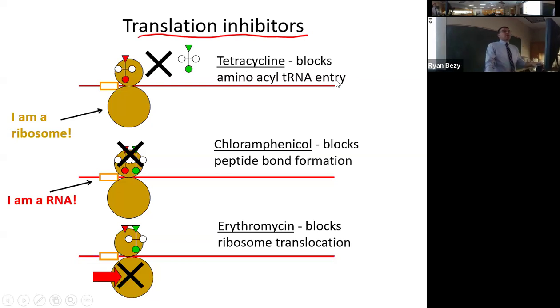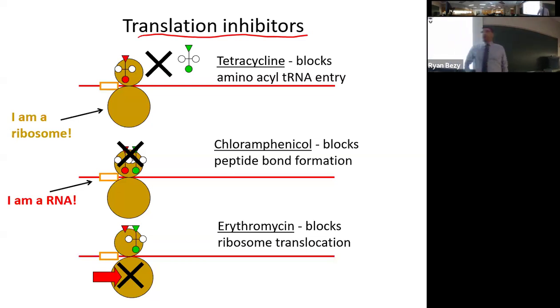Tetracycline blocks tRNAs from coming into the A site of the ribosome. Chloramphenicol blocks peptide bond formation so that you can't join amino acids together. Erythromycin binds the ribosomes and prevents them from translocating from one codon to the next codon. So the ribosome gets stuck on the messenger RNA, can't move along it, and can't translate the protein.